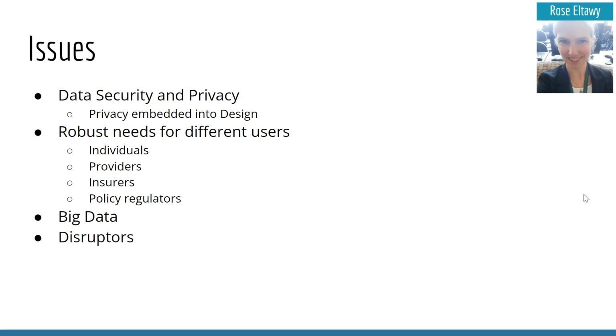Secondly, there are robust needs for different users. So individuals who are seeking mental health care may need to search for providers. They may need to find out how many sessions their insurance covers. They may want to see provider ratings. They may need to pay bills or communicate with insurance or with their provider.